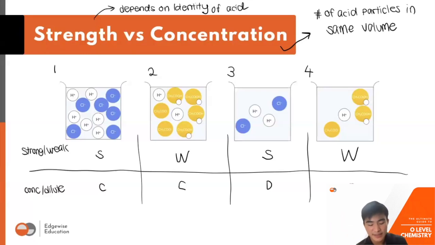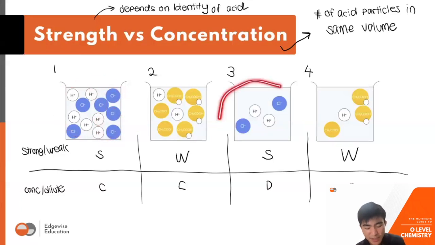Okay, so what do I mean by this? 1, 2, 3, 4, the volume in the beaker is exactly the same. It's all the same volume, right? No difference in volume. Now, if I have more acid particles, that means it is more cluttered. Look at number 1. Number 1 looks very cluttered, right? Because there are really too many acid molecules. See, 1, 2, 3, and so on. A lot per unit volume.